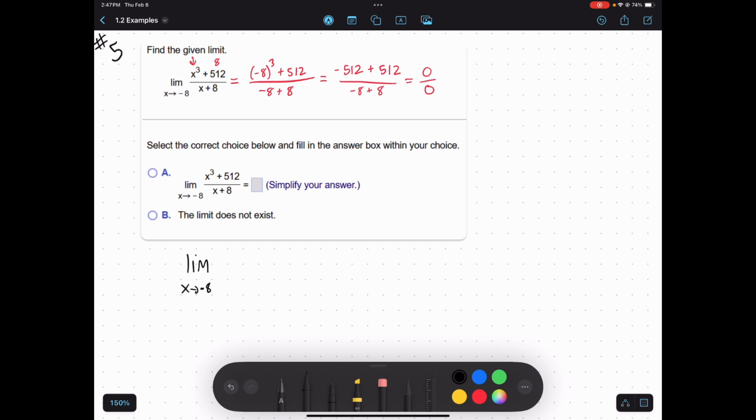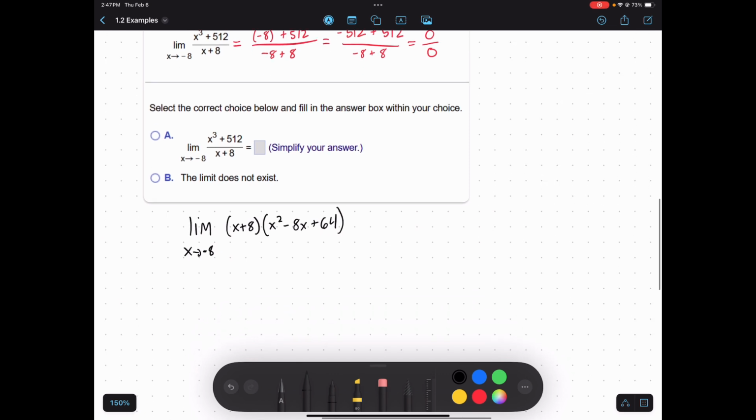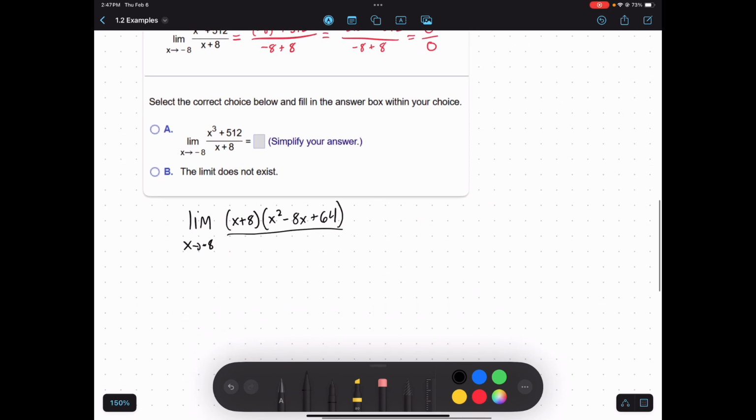I had to re-record this 3 times because I thought I knew it, but I had to actually go look it up. You get an x plus 8 in the numerator. You can factor out an x plus 8, which makes sense because I want to be able to cancel out the x plus 8 in the denominator, right? That's what's causing my problems. But what am I left with? I'm left with an x squared minus 8x plus 64. Right? That middle term needs to be negative in order to cancel out the middle terms. And that's all over x plus 8 still.